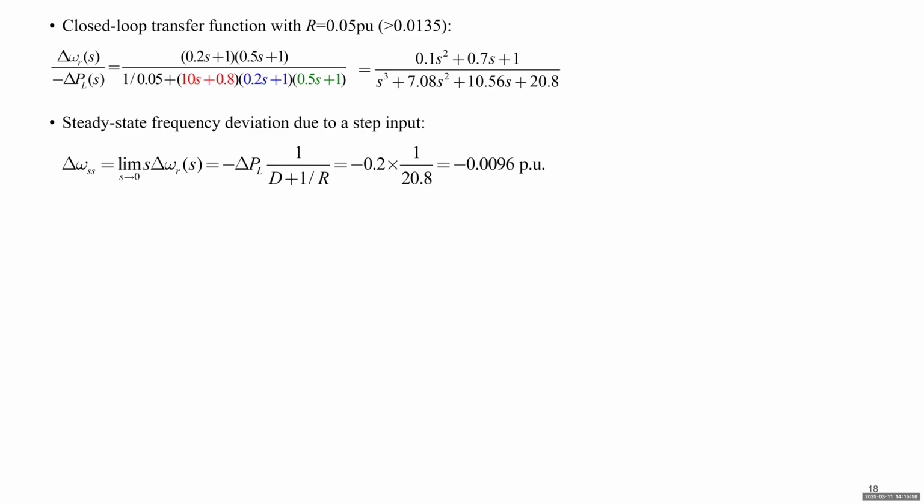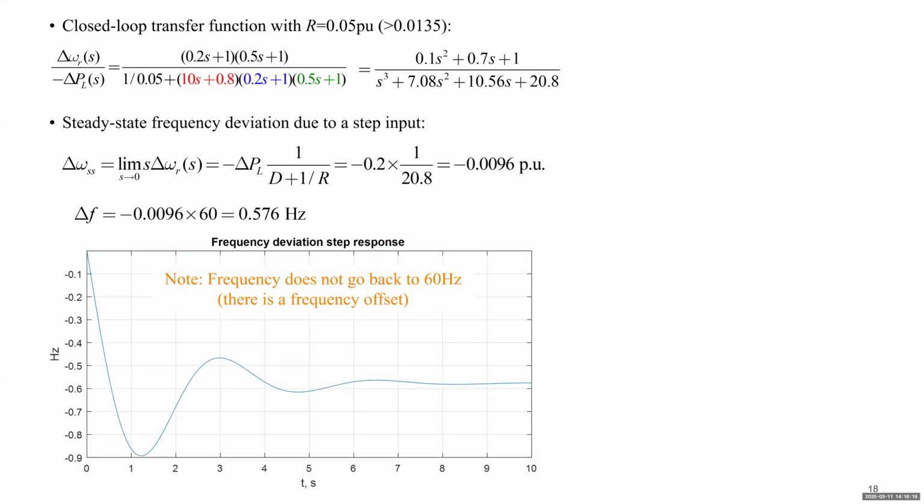So we'll have this closed loop transfer function. And for this closed loop transfer function, if we make s equal to 0, you can actually calculate the steady state frequency deviation. If you translate this back to hertz by multiplying by the per unit base value of 60, which means if you take 0.05, which is bigger than the stability limit, you'll have a frequency deviation of 0.576 hertz. Okay, it's better, right?